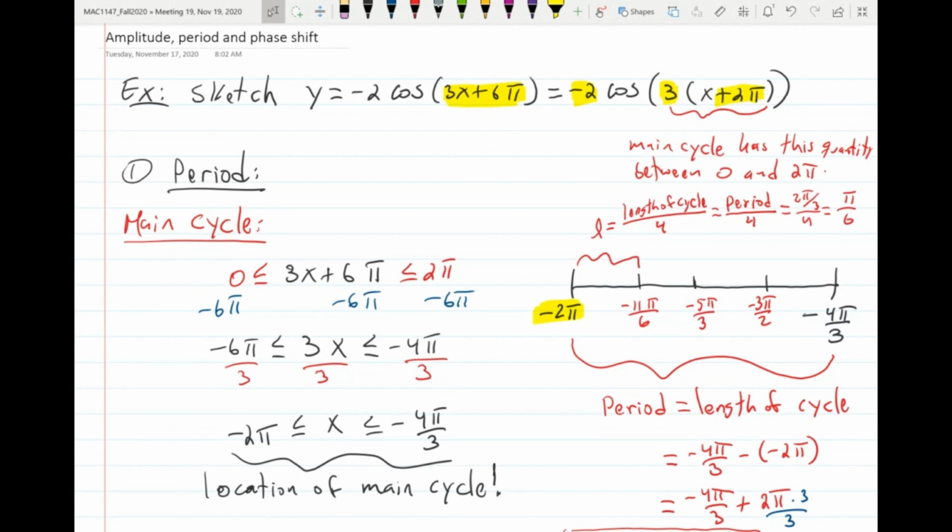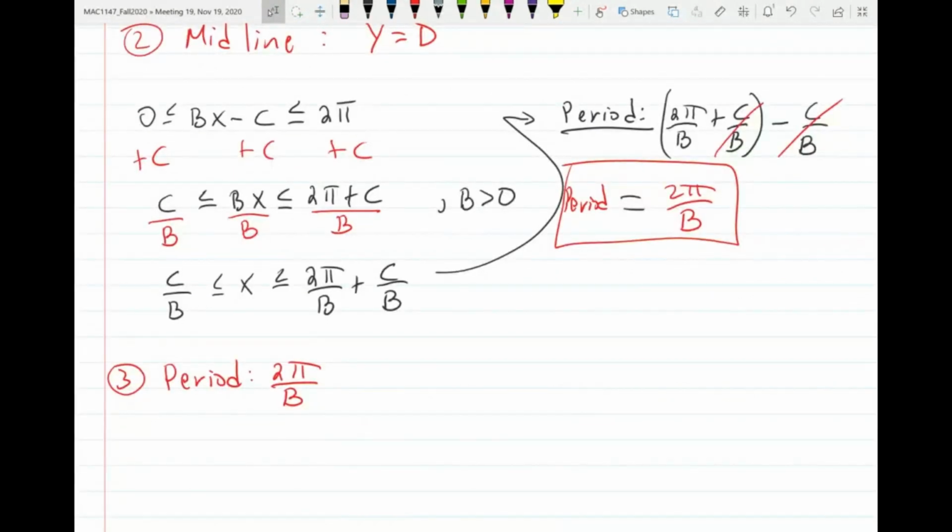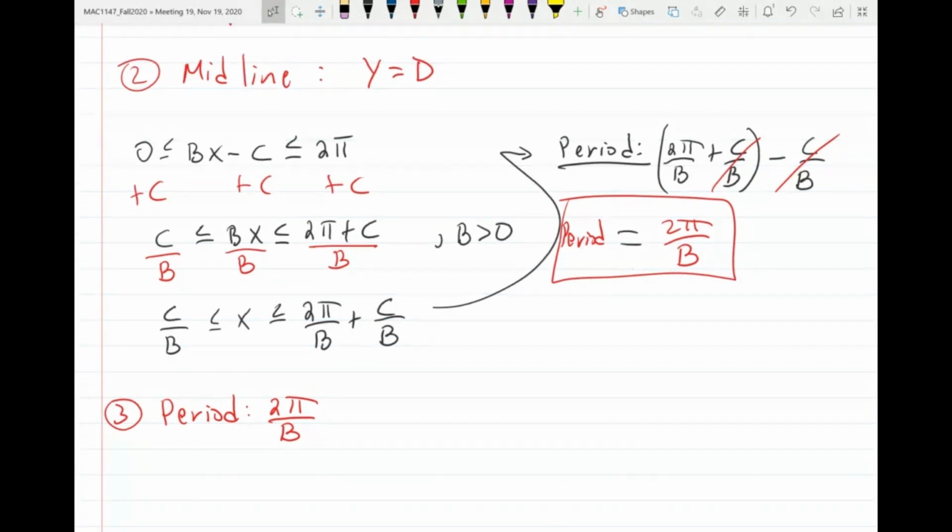Okay, do you understand how we found the period? Now you don't have to do this every single time. You just have to remember the formula. But then, of course, if you forget the formula, this is what you do. Just take the stuff inside your sine and cosine and write it between 0 and 2 pi, and then solve the inequality. But it's easier to just remember the formula. But it's up to you. Questions on the formula for the period?